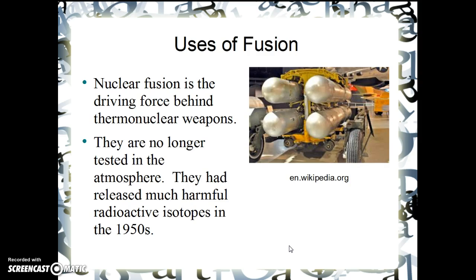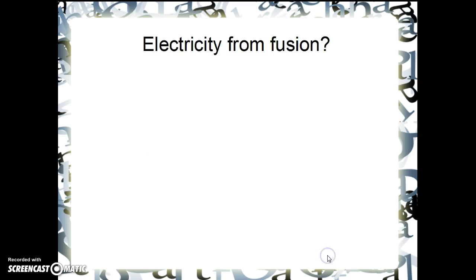They are no longer tested in the atmosphere. The Nuclear Test Ban Treaty came into effect largely as the result of efforts by Dr. Linus Pauling and his comrades. The release of harmful radioactive isotopes during the 1950s stopped at that point.